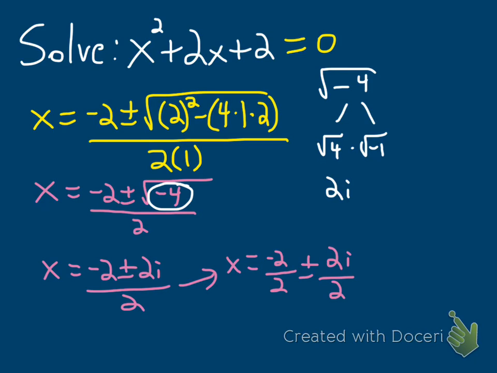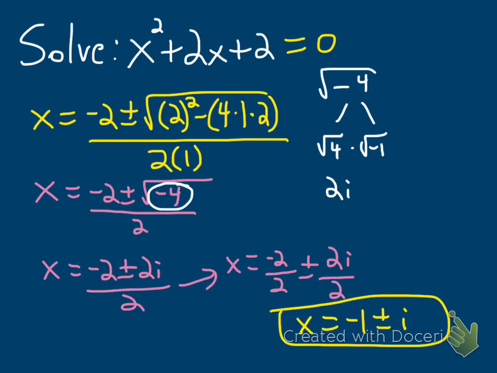And think about what you can simplify here. -2 divided by 2 is -1. And 2 divided by 2 is just 1, so we can say 1i or just I. So we have x equals -1 plus or minus I.